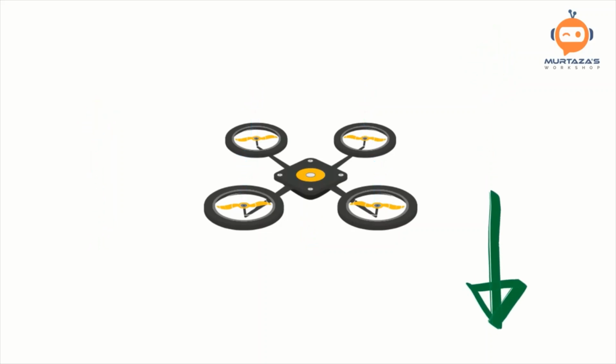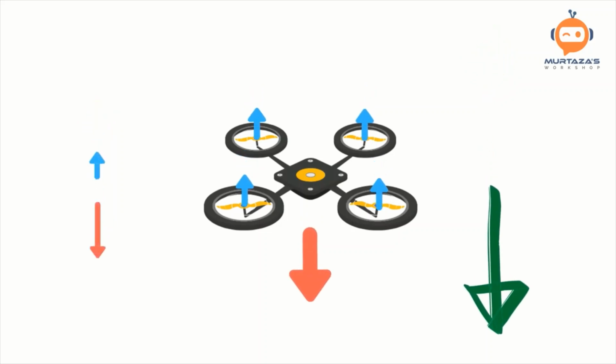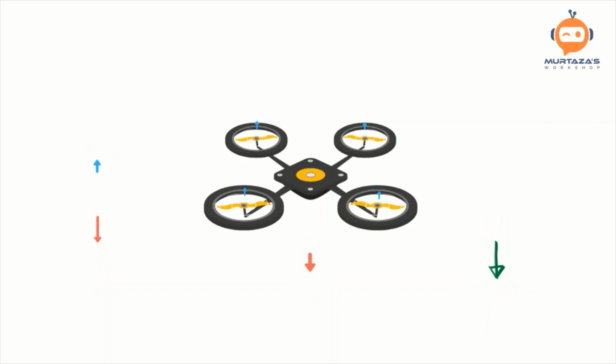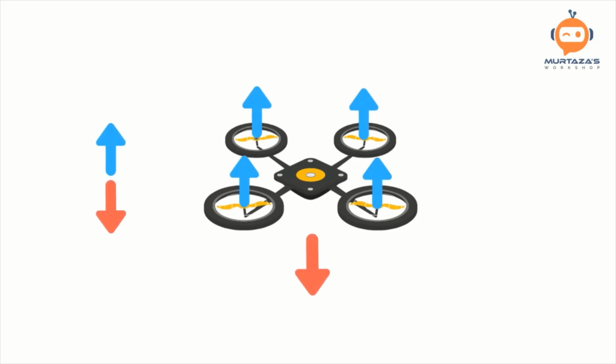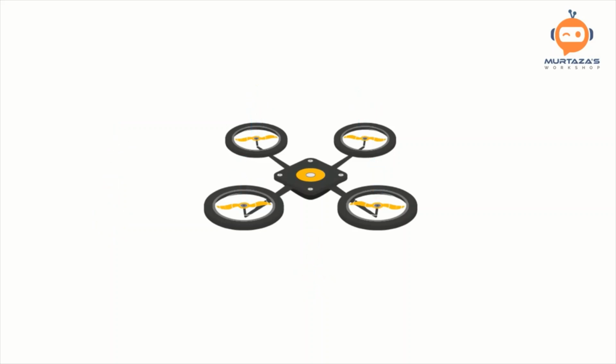If we want to go down, we will decrease the speed of all motors so that the lift is less than the weight of the drone. If we want to hover in the air, we will change the speed of the motors so that the lift is equal to the weight of the drone. This will allow the drone to hover above the ground.